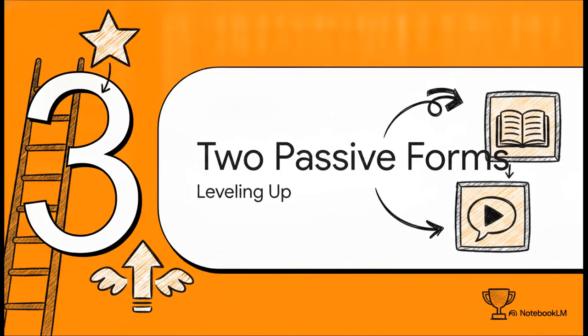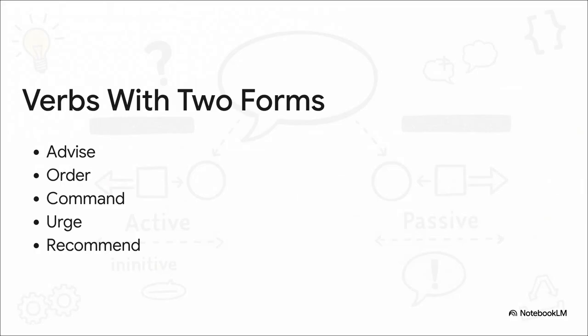Up next is part 3, verbs with two passive forms, leveling up. Now that we have the basic transformation locked down, we're officially moving to the advanced stage.